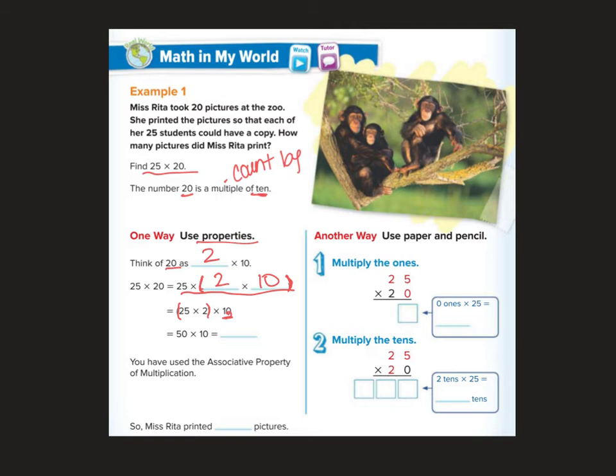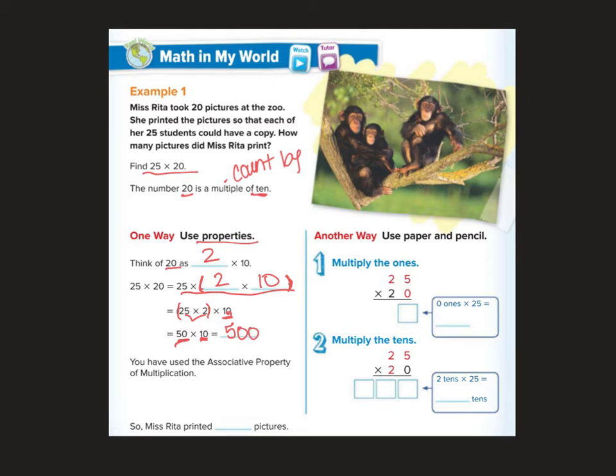So let's take a look here. If I did this, 25 times 2 is 50. Right? 2 25s are worth 50. 2 quarters are worth 50 cents, right? And then 50 times 10 is 500.